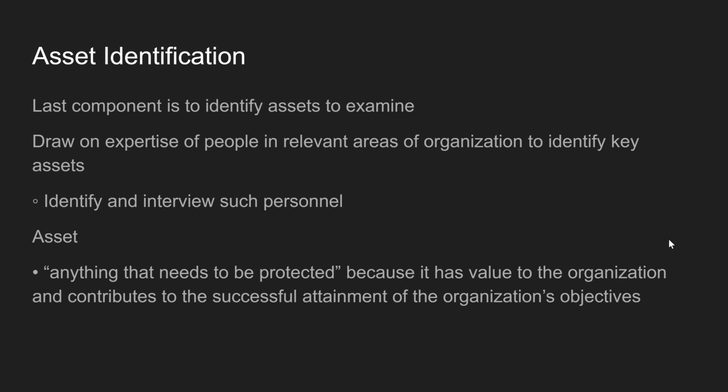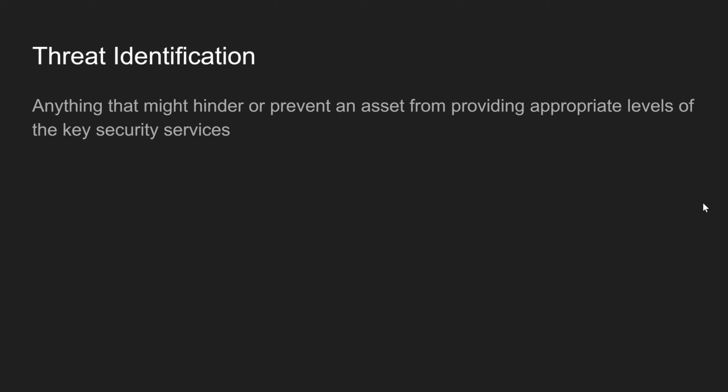Asset identification. The last component is to identify assets to examine. Draw on the expertise of people in relevant areas of the organization to identify key assets. Identify and interview such personnel. An asset is anything that needs to be protected because it has a value to the organization and contributes to the successful attainment of the organization's objectives. Threat identification: a threat is anything that might hinder or prevent an asset from providing appropriate levels of key security services.